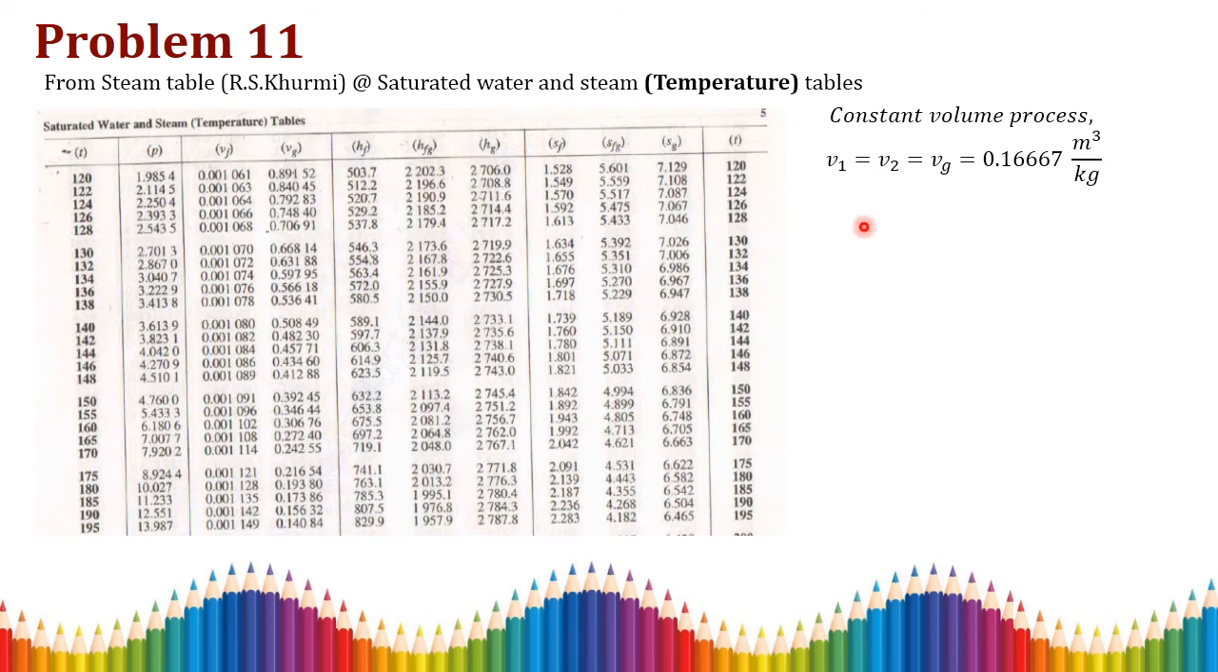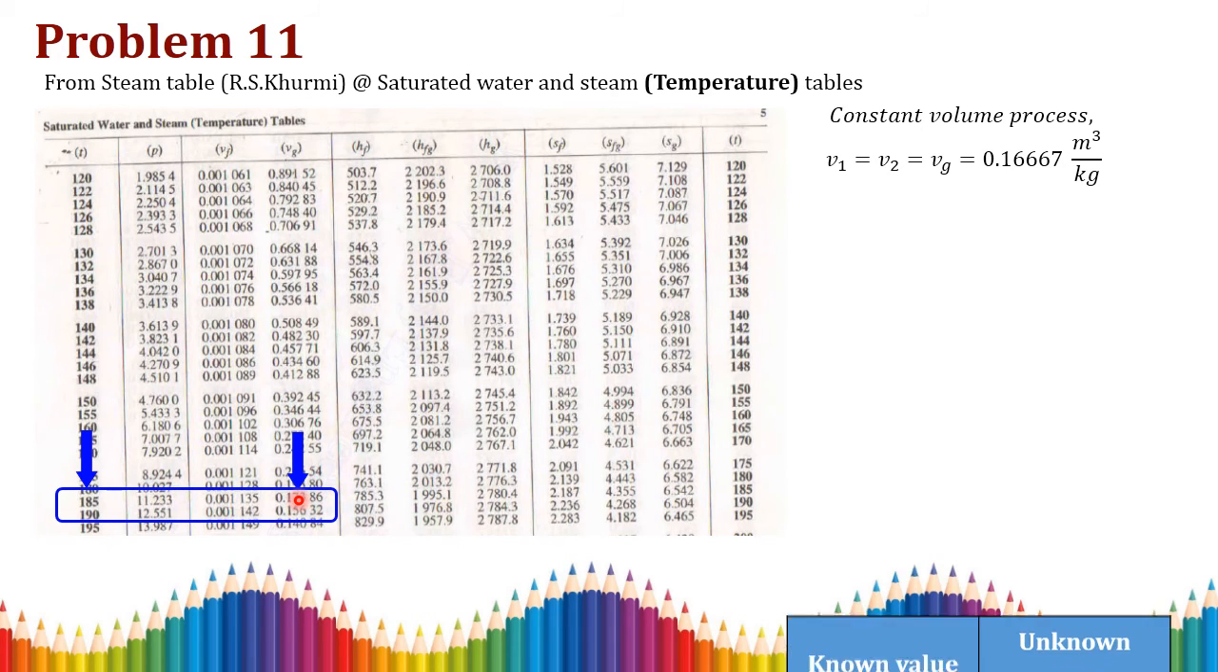Since it is a constant volume process, V1 is equal to V2 is equal to 0.1667. So we need to find the saturation temperature. Check this specific volume value in the steam table, the temperature table. Then you can find that 0.1667 is in between these two temperatures, 185 and 190. So with these two we can find the saturation temperature.